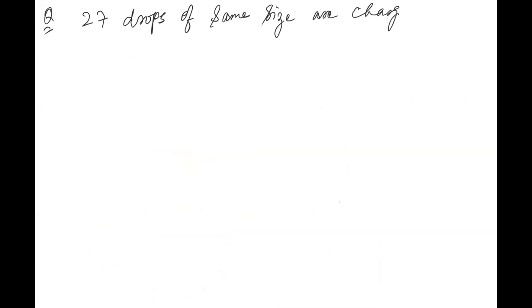देखिए वन मोर क्वेश्चन, मैं क्वेश्चन राइट करता हूं, होल क्वेश्चन ऑन द स्क्रीन. इतना क्यों लिखूंगा मैं, सिंपली ऐसे लिखूंगा: 27 ड्रॉप्स ऑफ सेम साइज आर चार्ज्ड एट 220 वोल्ट ईच. इसका मतलब each of the drop is being charged with a value of 220 volt.